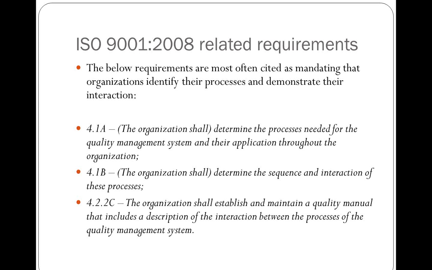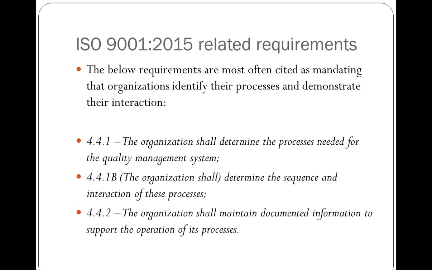Furthermore, in 4.2.2c, which is of course the quality manual requirement, it states that the organization shall establish and maintain a quality manual that includes a description of the interaction between the processes of the quality management system. So in 9001-2008, you are required to document what the processes are and how they interact, and it is to be included within the context of your quality manual.